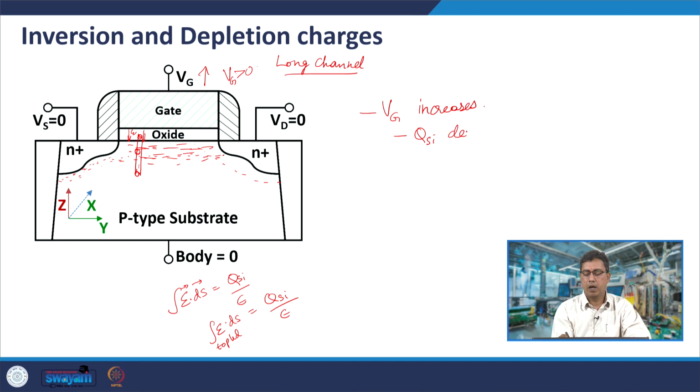So, as the gate voltage Vg increases, that would result in an increase in depletion charge, and that would result in an increase in electric field in silicon oxide, the electric field also increases. So, that is how the increase in gate voltage is being supported.